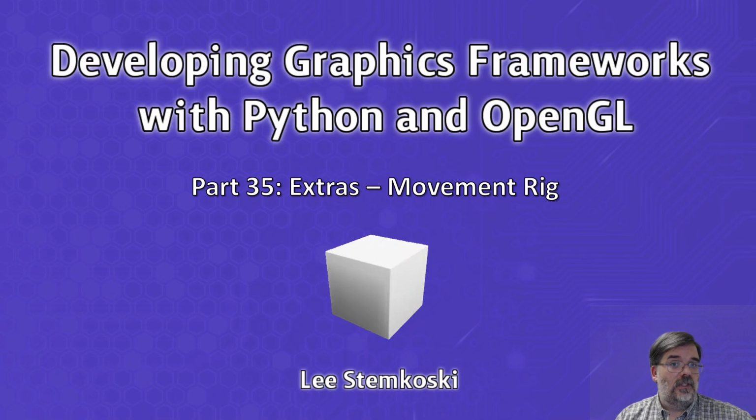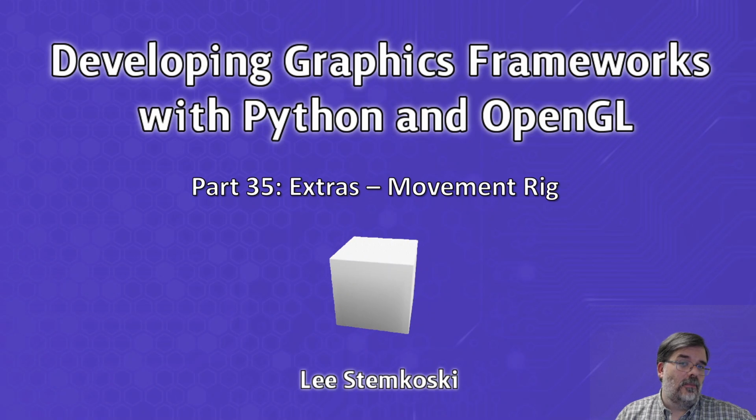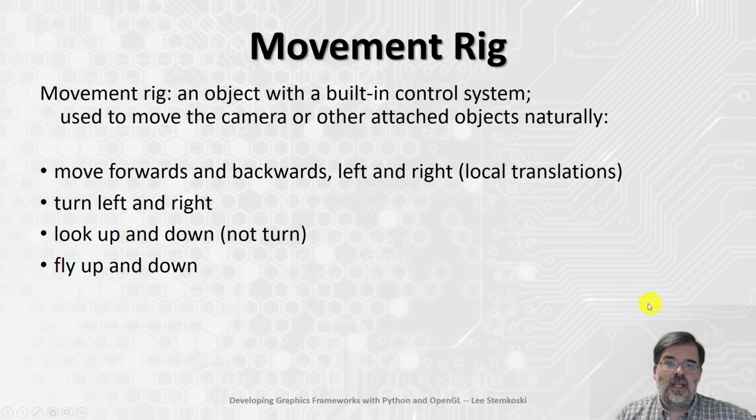So what we'll do is create a new class called Movement Rig that we can attach an object to and move it around the scene. And in this particular class, if we attach a camera to a movement rig, it will be as if we ourselves are moving around in the scene. Or we could attach the movement rig to an object within the scene and control it, kind of like a third-person controller. So this is the plan for the movement rig.